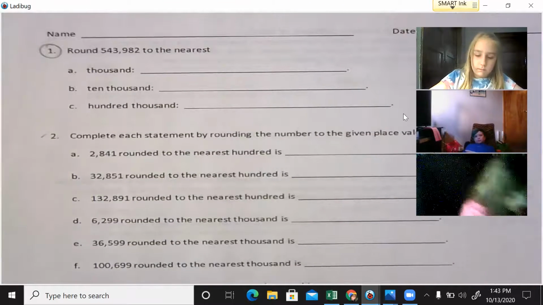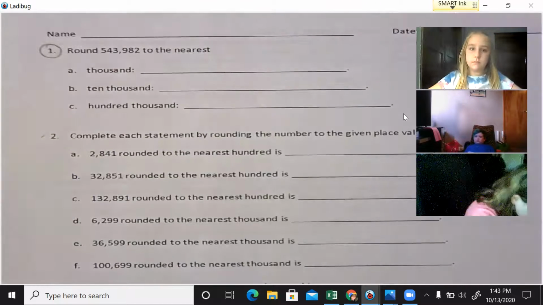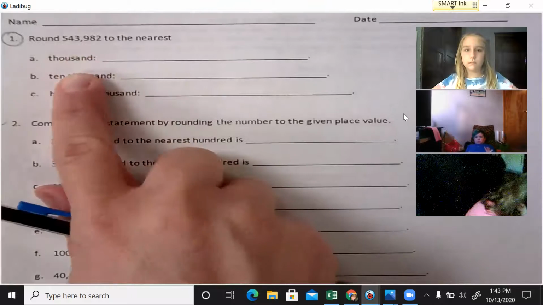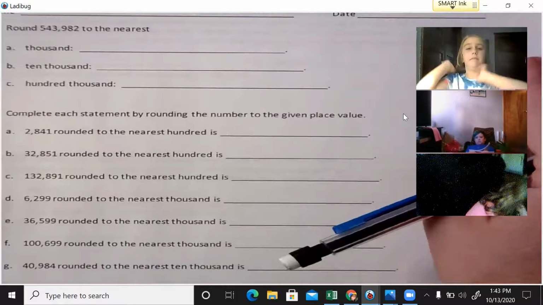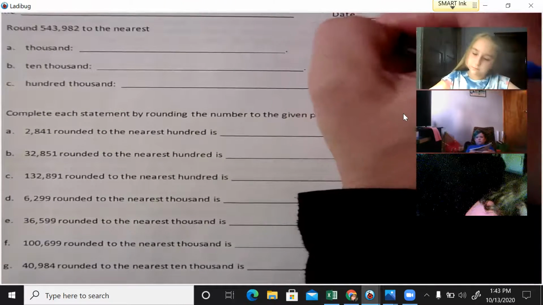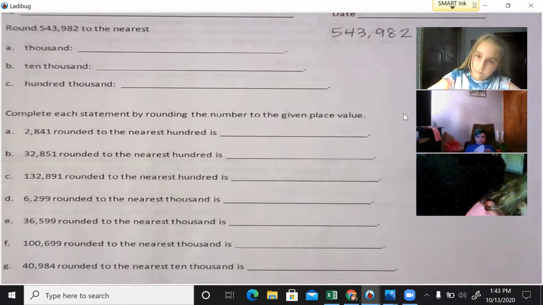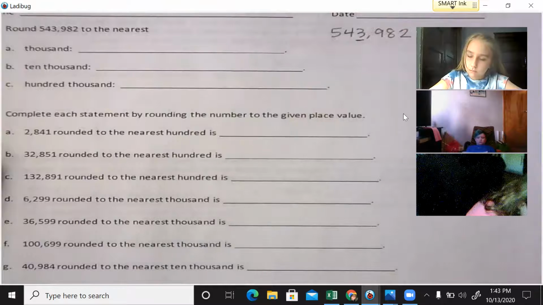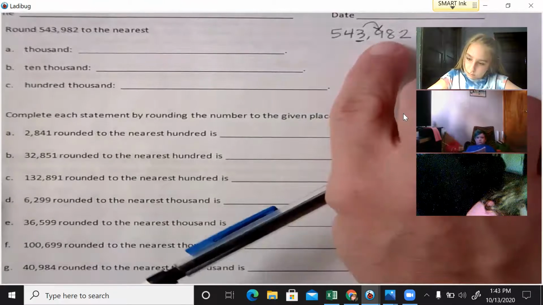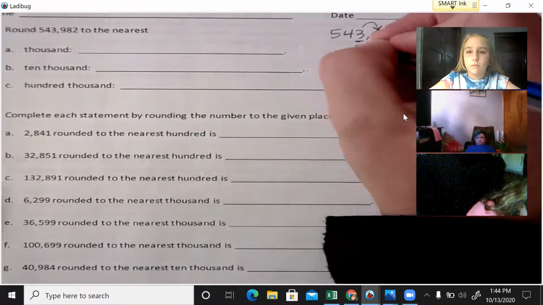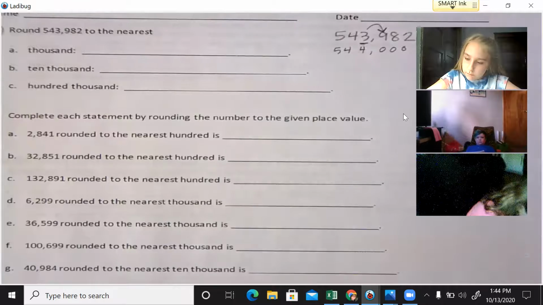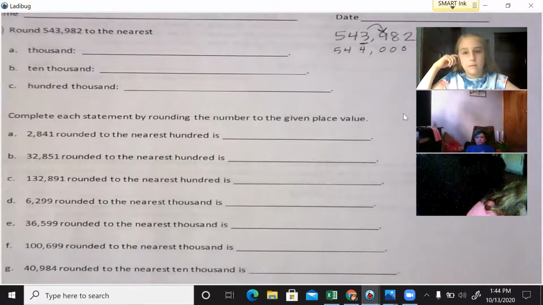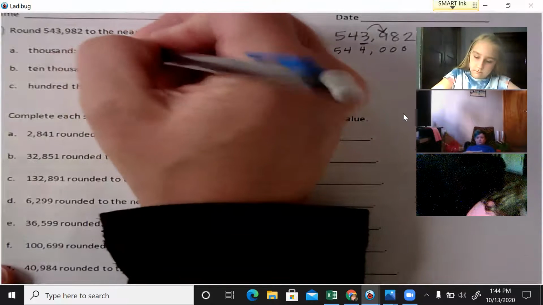So we have to round 543,982 to the following. Since we're rounding the same number to 3 different place values, I don't want to use this to do my work. So I'm going to write the same number off to the side. To start, I'm going to round to the nearest 1,000. So I'm going to find my place, the thousands place, look next door. 5 or more, add 1 more. This is 5 or more, so I'm going to add 1 more to my 3. The numbers in front stay the same, and everything else turns to 0. So when I round 543,982 to the nearest 1,000, I get 544,000.